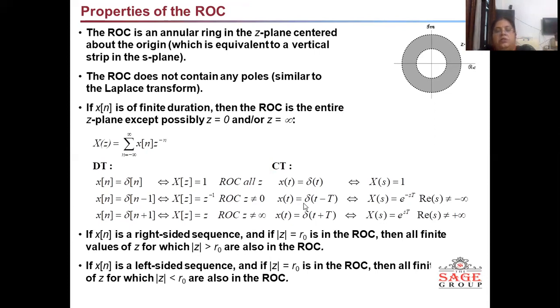So here we have also discussed the same with the help of continuous time signals and compared it with the Laplace transform. Now if x[n] is a right sided sequence, and |z| equals r0 is in the ROC, then all finite values of z for which |z| is greater than r0 are also in the ROC. Now if x[n] is a left sided sequence, then its ROC will be the entire plane except at z equals 0.